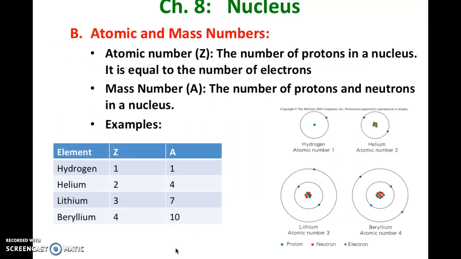For different atoms, their nuclei have different numbers of protons and neutrons. The atomic number, usually denoted as Z, is the number of protons in the nucleus. The mass number, usually denoted as A, is the number of protons and neutrons in the nucleus. For some examples, the atomic number of hydrogen is 1. The mass number of helium is 4, and so on.